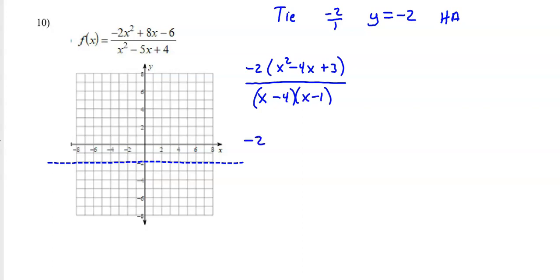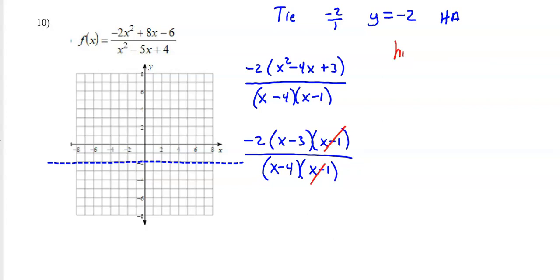The top is still factorable. So let's get after that. That's an x minus 3, x minus 1. And on the bottom, we have an x minus 4, x minus 1. So it looks like we have a cancel. We got a hole at x equals 1. Hole there. Vertical asymptote here. Zero here.